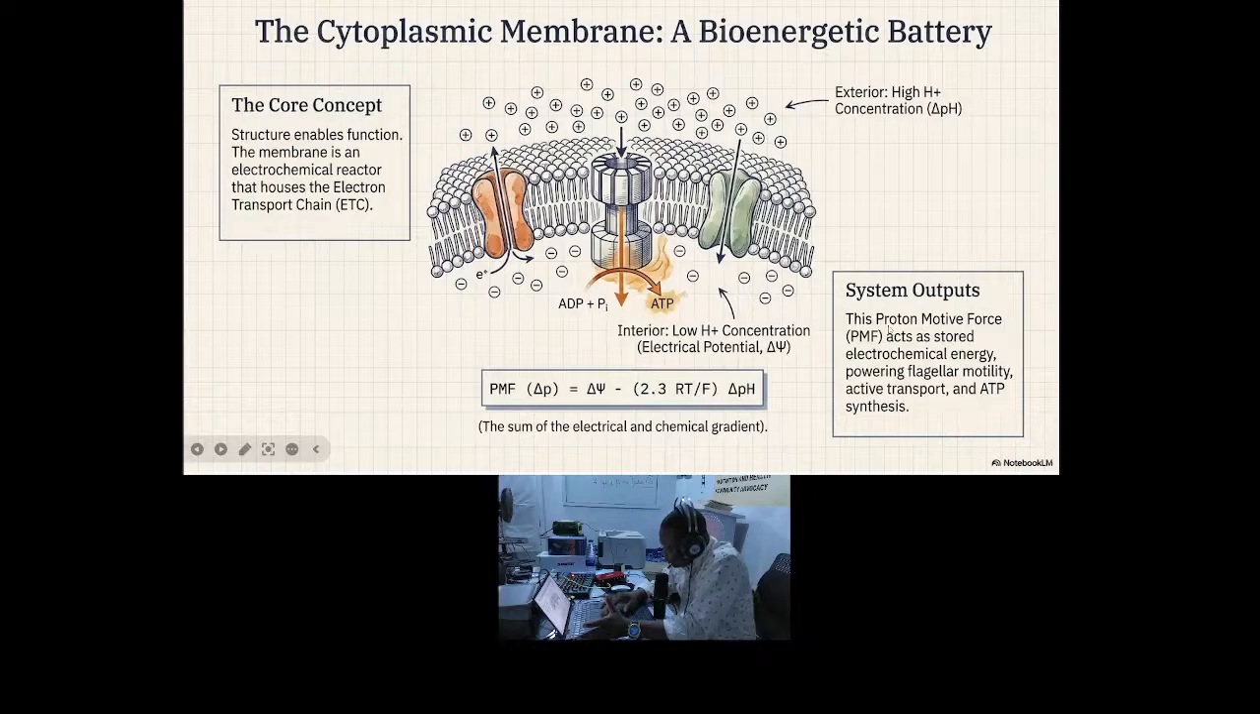So this proton motive force acts as stored electrochemical energy, powering flagellar motility, active transport, and ATP synthesis. That was what I wanted to say the other time. So it is the sum of the electrical and chemical. What we are saying in essence is that the cytoplasmic matrix, you can also imagine it as a battery that will have both positive and negative.